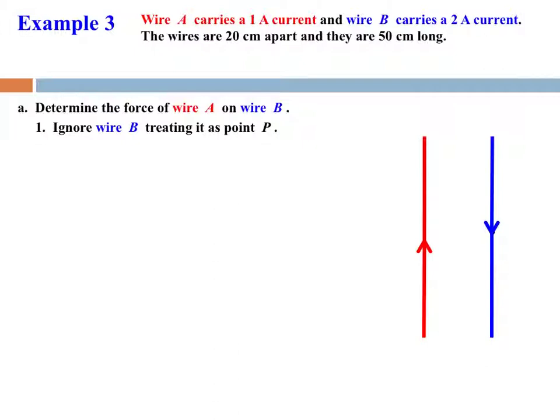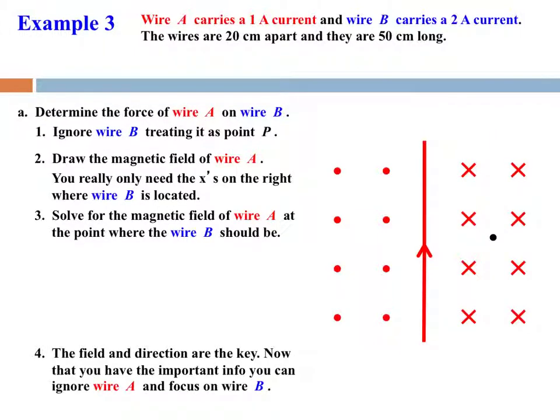So here we're given a problem. It says wire A carries a current of 1 amp and wire B carries a 2 amp current. The wires are 20 centimeters apart and they are 50 centimeters long. And we're asked to determine the force of wire A on wire B. Now for this part, we're going to ignore wire B and treat it as a point P. Next, we're going to draw the magnetic field of wire A. So again, our thumb goes up, our fingers curl around in this direction. That means the magnetic field goes into the page here and out of the page on the left-hand side.